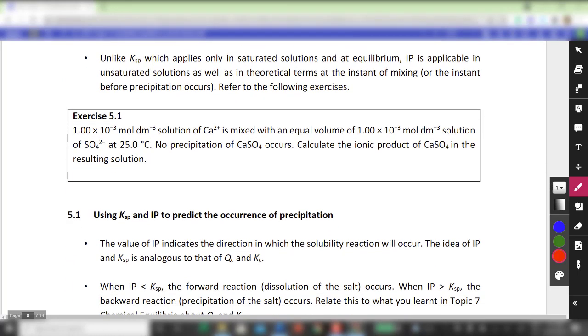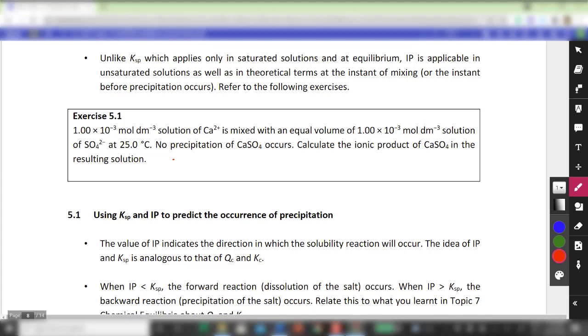If we have exercise 5.1, we have a certain concentration of calcium 2 plus mixed with an equal volume of sulfate. So equal volume here actually means that the concentration will be halved. We don't really need to know the volume. As long as we know that it's equal volume, we know that the concentration will halve. So the question is, no precipitation of calcium sulfate occurs. They ask you to calculate the ionic product in this case.